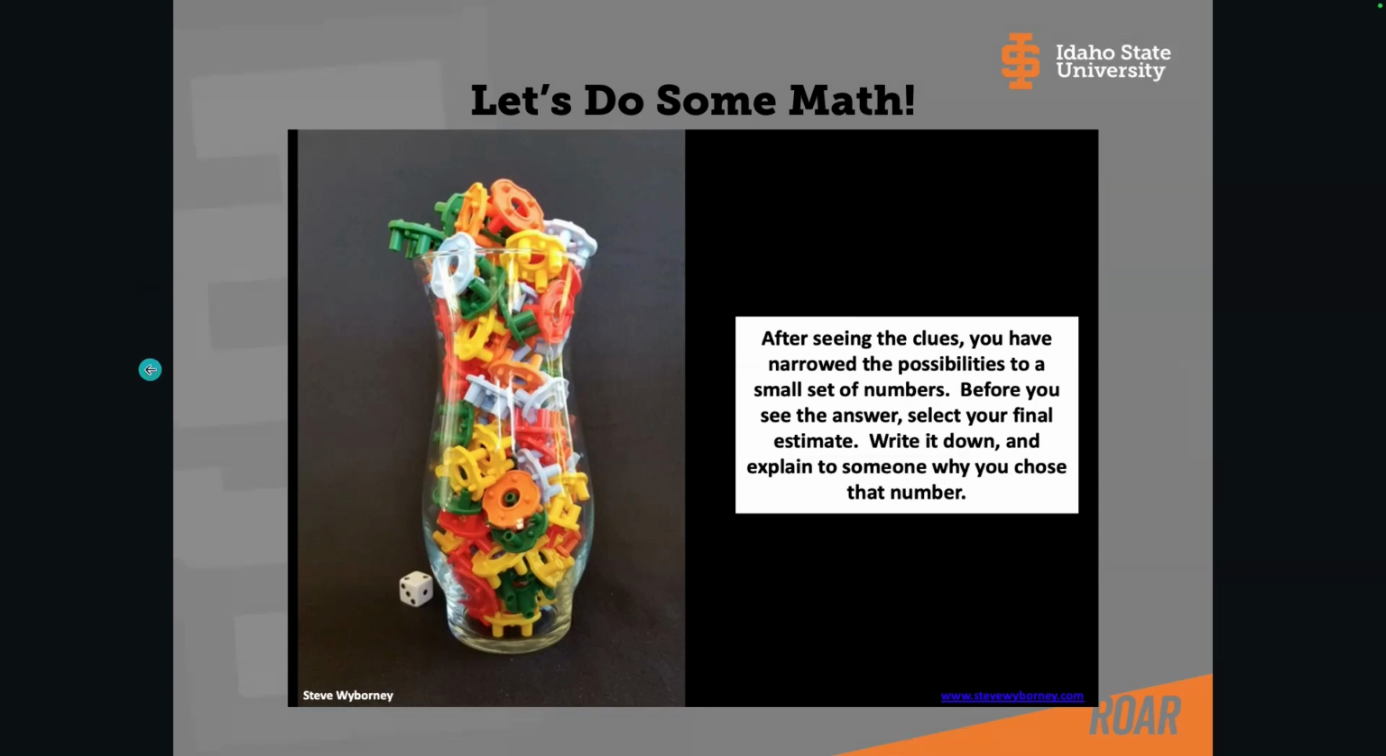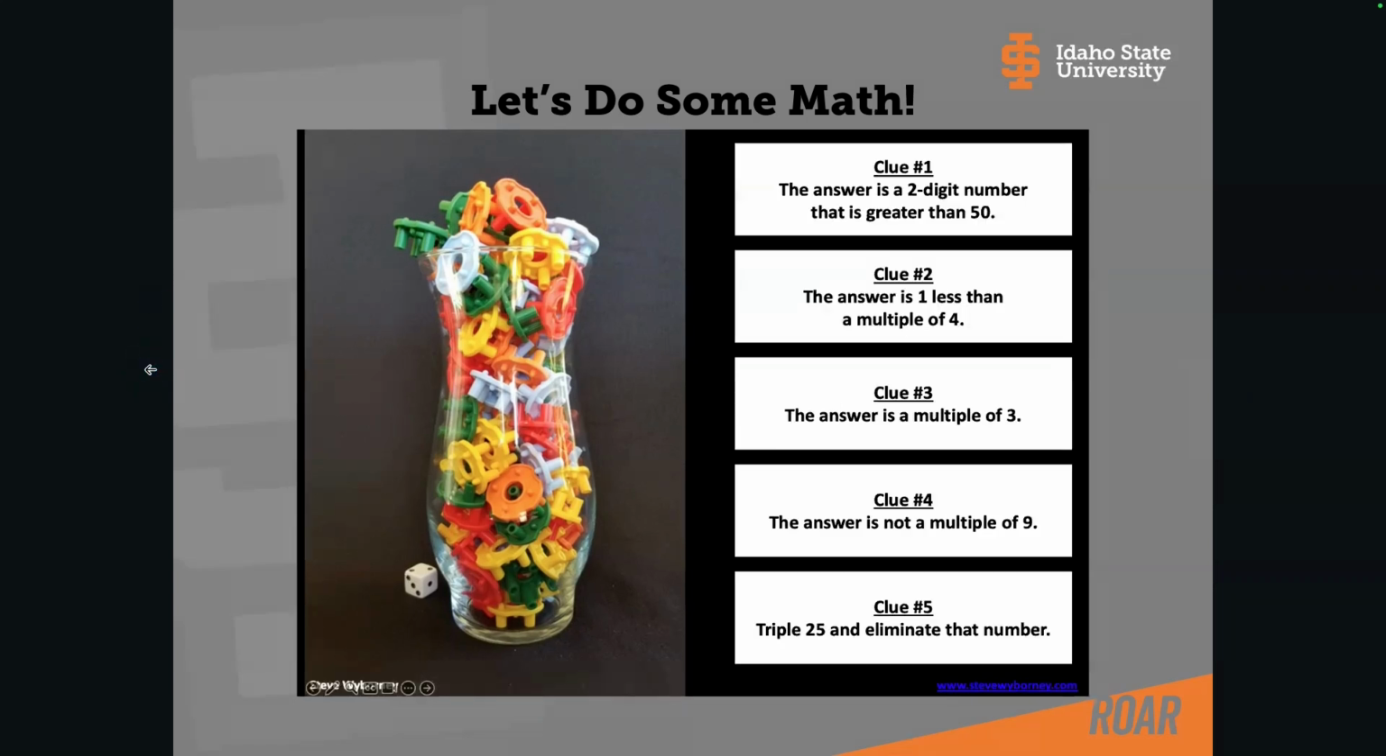Will you go back to the clues? Yep. So we'll leave it here for a minute. And just when you think you have your estimate, go ahead and type in your estimate, and if you have a quick clue to tell us why you thought that. As soon as you have it, go ahead and post it in the chat.